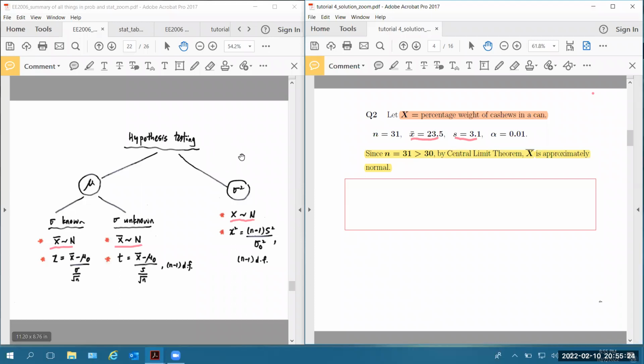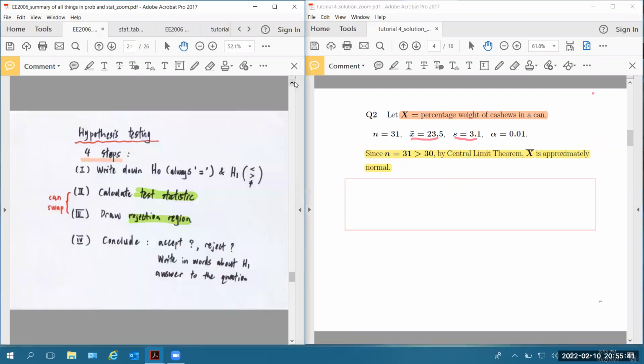All right, so here's what we say. By central limit theorem, X bar is approximately normal. All right, so this satisfies the prerequisite already. And now we can go through all these 4 steps here. Okay, so we go through the 4 steps.